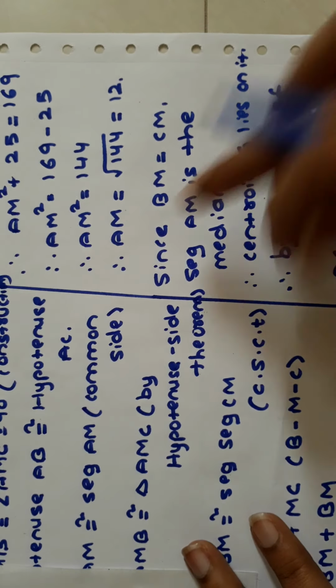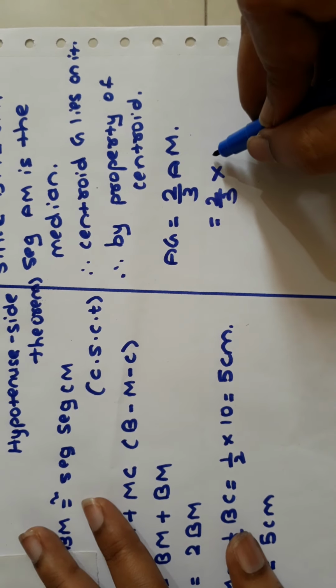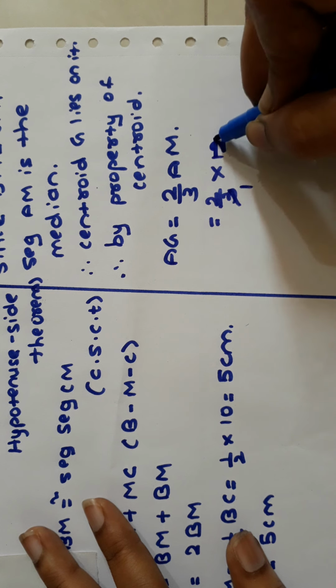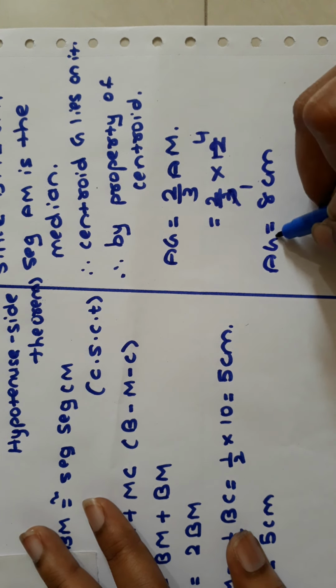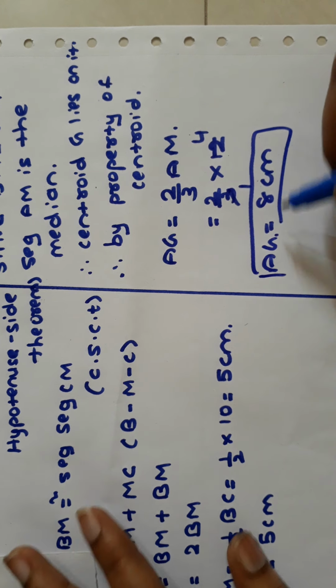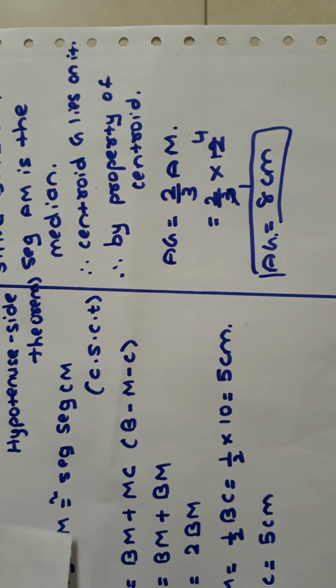But AM is 12 centimeter. So that means AG is equal to 2/3 times 12, which is 8 centimeter. So this also means that the distance between the vertex opposite the base and the centroid is 8 centimeter.